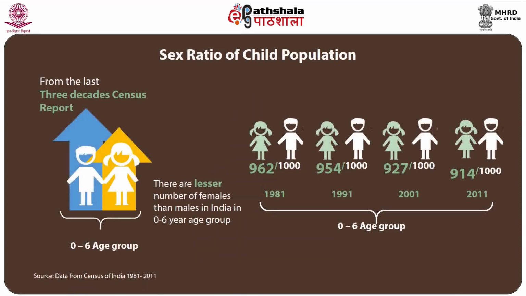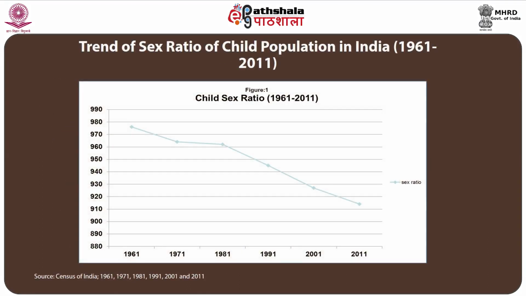If you look at the child sex ratio in the country, it has been 962, 954 and 927, continuously declining between the 1981, 91 and 2001 census years. It has further declined in the period 2011, meaning there has been a continuous decline in the child sex ratio in the country, despite the fact that the overall sex ratio has indicated an increase in the country during the last decade.